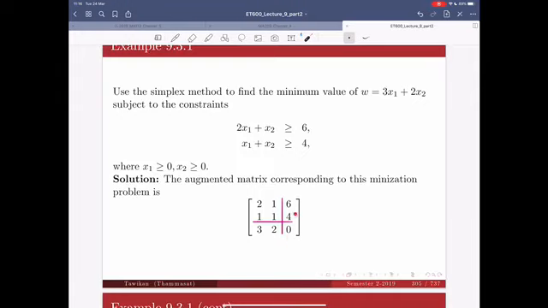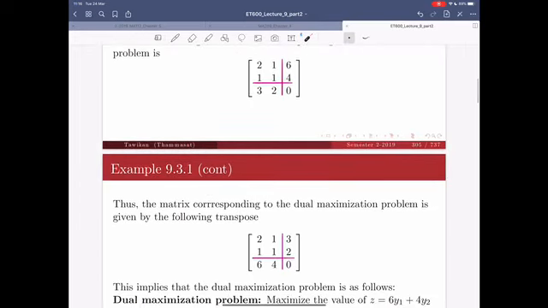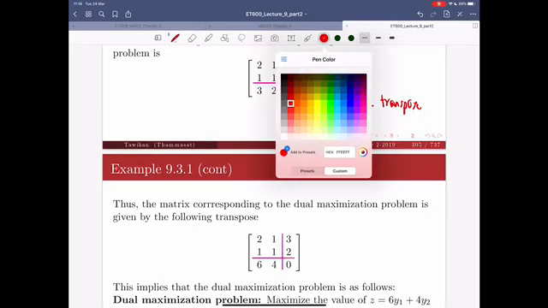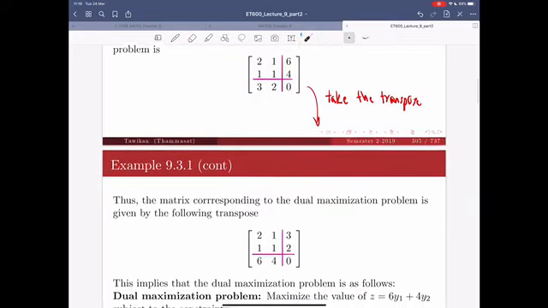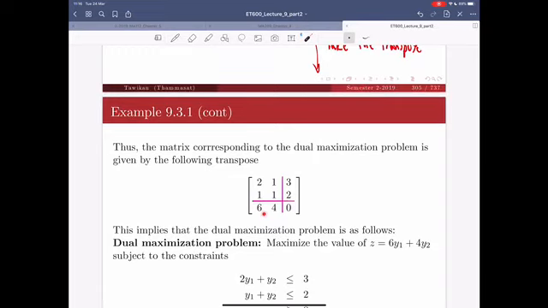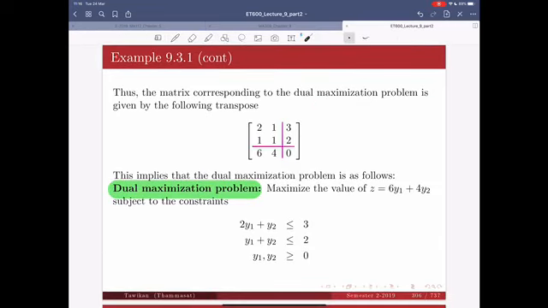After you've got the augmented matrix that corresponds to your minimization problem, you then take the transpose of that augmented matrix. Here's the transpose, okay? So you take the transpose. After taking the transpose of that augmented matrix, you got this one, and that resultant matrix will correspond to the dual maximization problem. So we can then write the dual maximization problem.